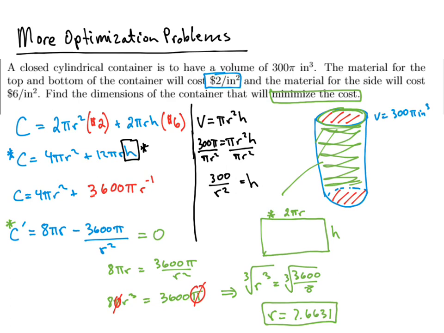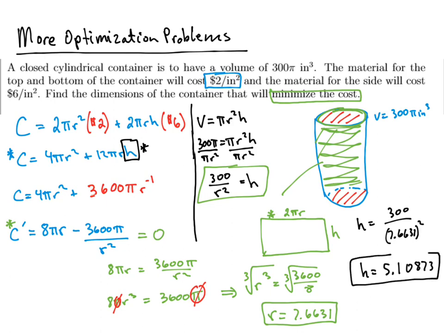So now what we want to do is we need to find the height. So we're going to use this equation right here. We already have the height isolated, so h is equal to 300 divided by 7.6631 squared. So we get an h value of about 5.10873. So those are the dimensions that are going to minimize the cost to build this cylinder.